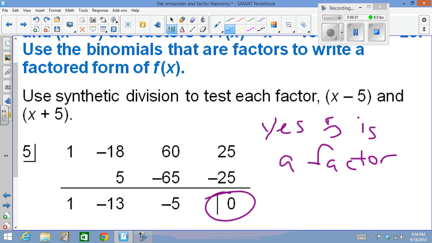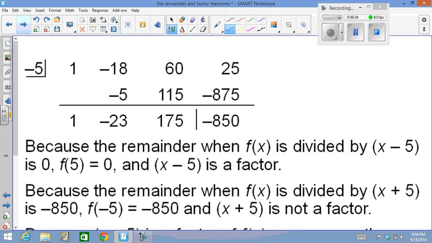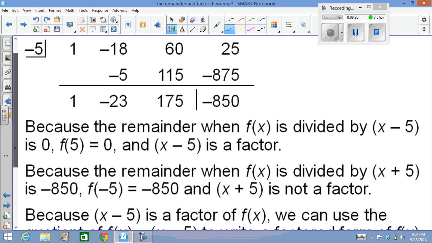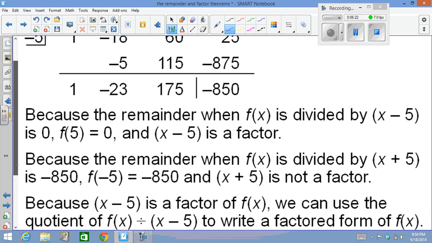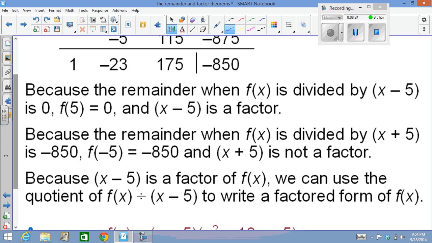Well, I've got to test it and find out. So I'm going to put negative 5 in the box this time. And I went back to the original one. And I'm going to see if I end up with 0 as my remainder. Unfortunately, as you can see, I don't end up with 0 as my remainder. So that tells me x plus 5 is not a factor because my remainder is not 0. And that kind of says all of that.